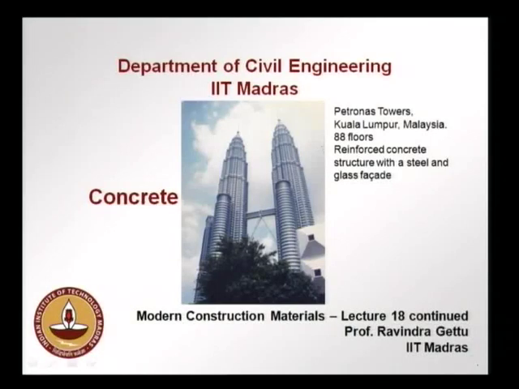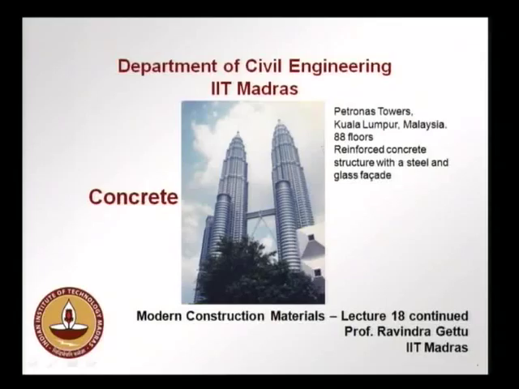On this header slide we have a picture of the Petronas Towers in Kuala Lumpur, Malaysia. It is a structure with 88 floors. For a long time it was the tallest building in the world. It is made out of reinforced concrete, the framework is reinforced concrete, and on the facade we have steel and glass.